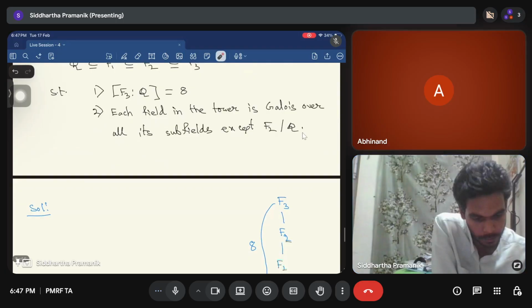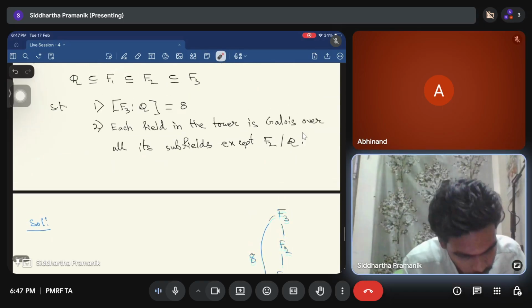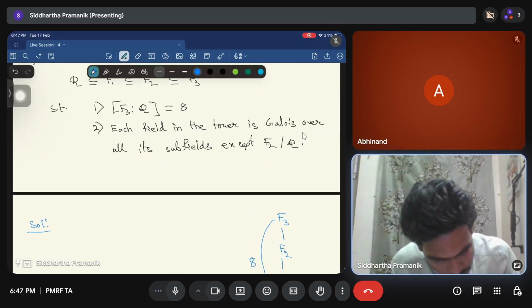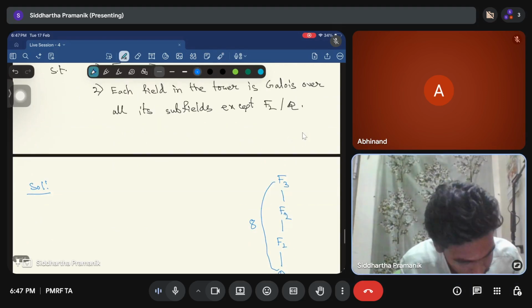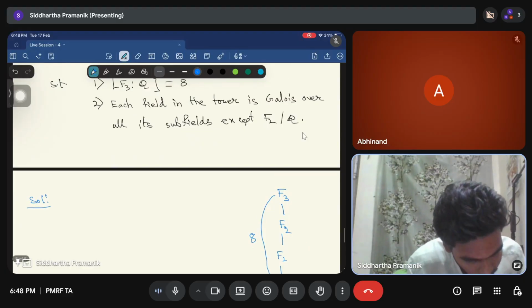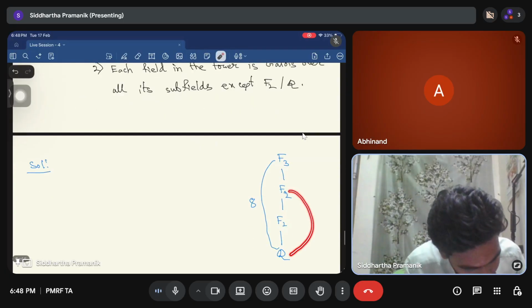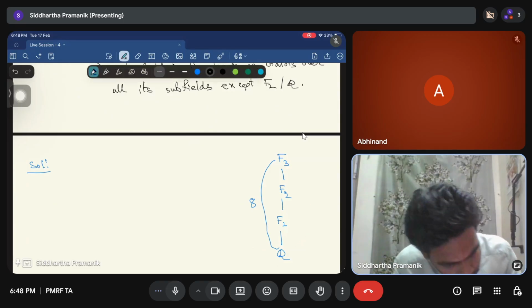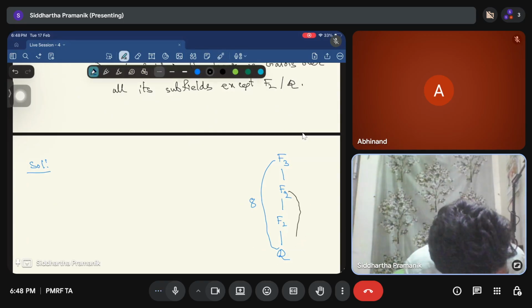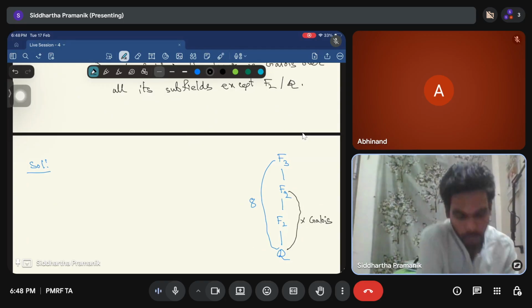Yes, sir. Okay, so we have to find such a tower with these two properties. So how to construct such an extension? The main fact is this second part, that F2 over Q is not Galois. Let me write here that this one is not Galois.